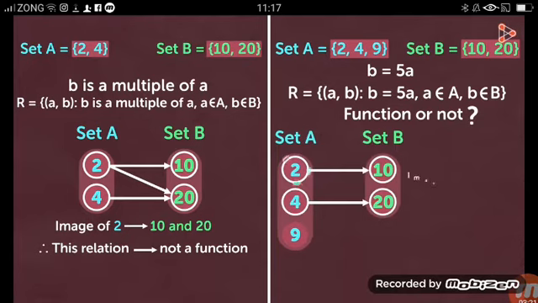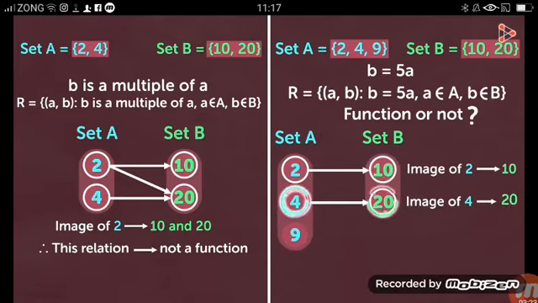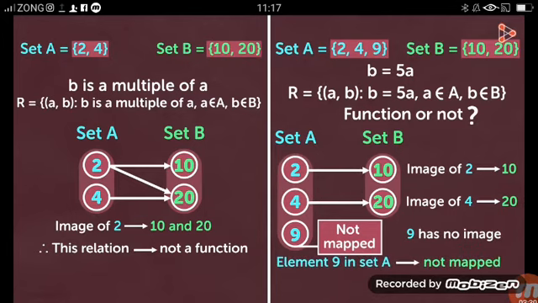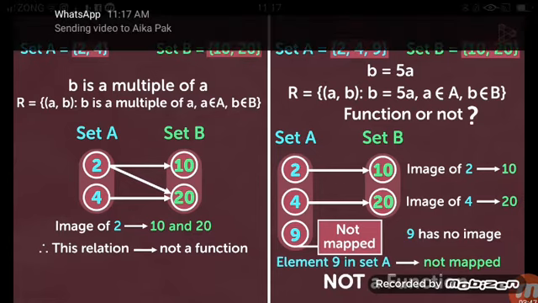We can see that 2 is mapped to 10, 4 is mapped to 20, and 9 is not mapped to any element. So we can say that 9 has no image in set B. Although the elements 2 and 4 in set A have one and only one image in set B, every element in set A is not mapped. And hence we can say that this relation is not a function from set A to set B.